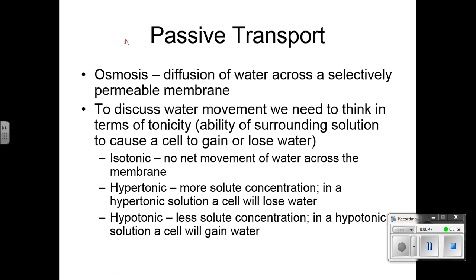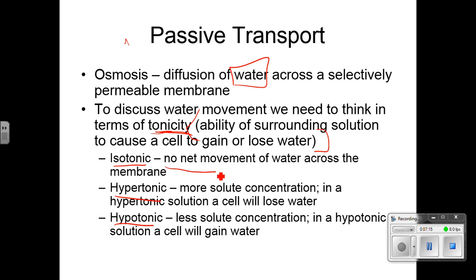Osmosis is the diffusion of water across a selectively permeable membrane. To discuss water movement, we need to think in terms of tonicity, the ability of the surrounding solution to cause a cell to gain or lose water. That's what this is. You've probably heard these terms in Biology 1. It may have been hard to remember them. You're going to have to remember them this year for sure. So let's talk about what they mean.